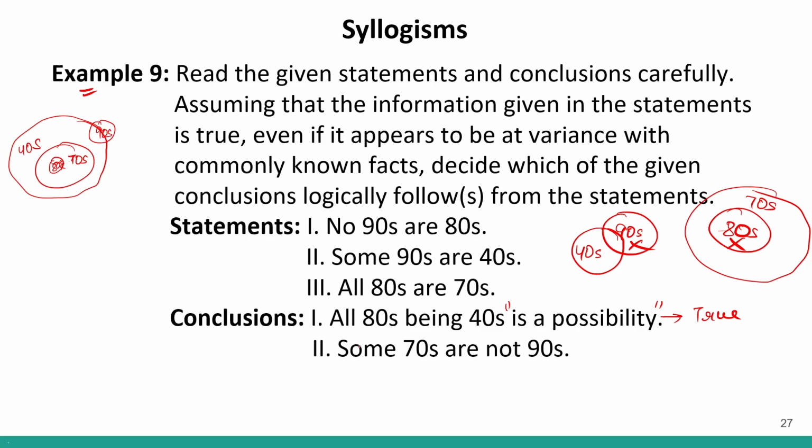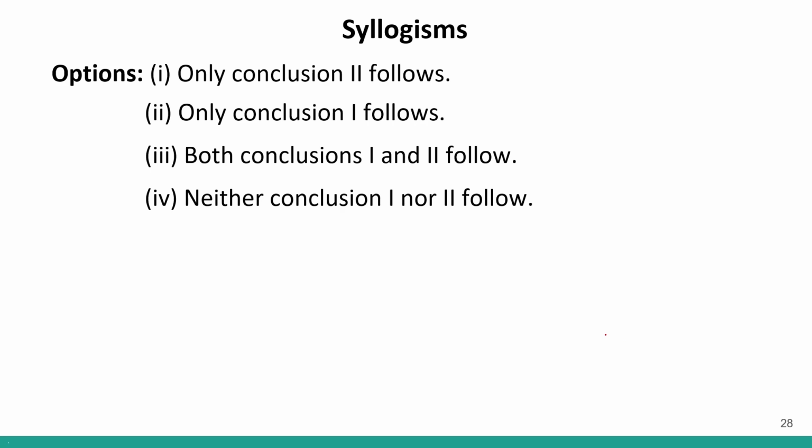Okay. Conclusion number 2 says some 70s are not 90s. Over here, I can see that some 80s are there in 70s. This portion is definitely not 90s. They will not overlap with 90s. So this is also true. So both my conclusion 1 and 2 are true. If I look at the options, option number 3 says both conclusion 1 and 2 follow. This will be the answer. Okay.